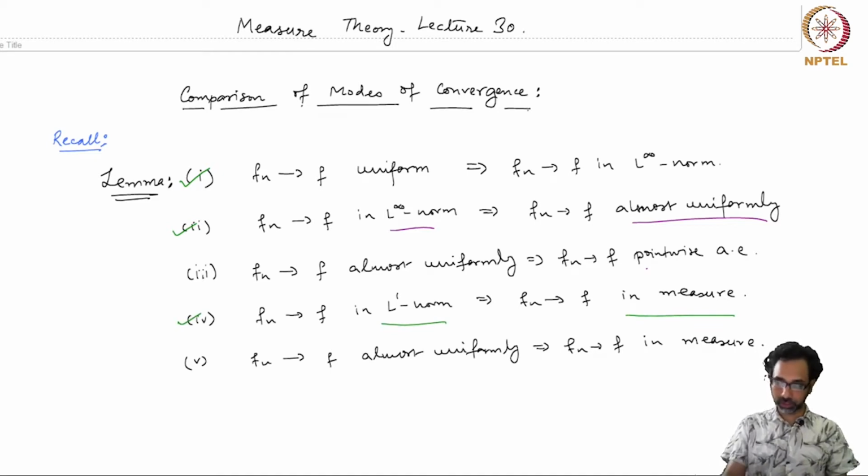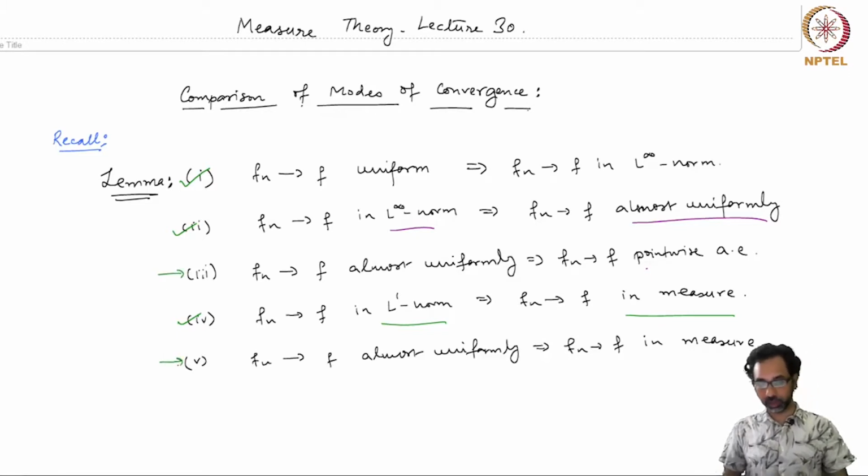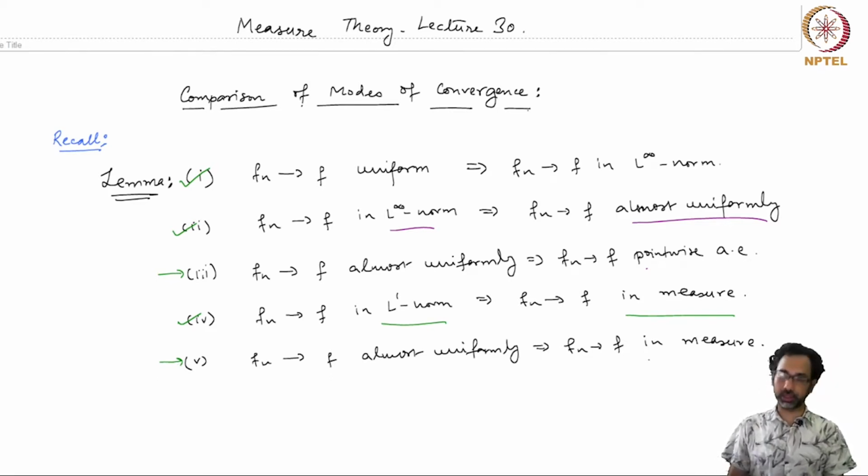So in this lecture, first of all, we will prove the third and fifth parts, where almost uniform convergence implies both pointwise convergence almost everywhere as well as convergence in measure. So the third part is convergence pointwise almost everywhere, and the fifth part is convergence in measure. So let's look at the proof for these parts.